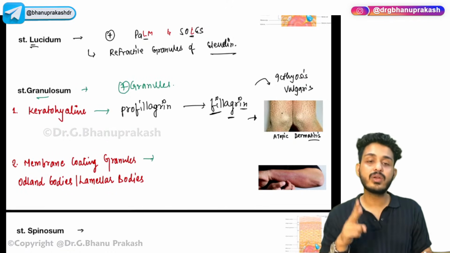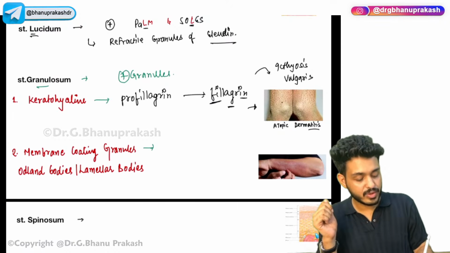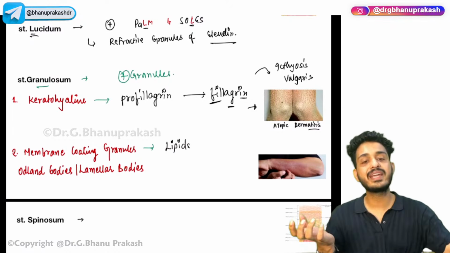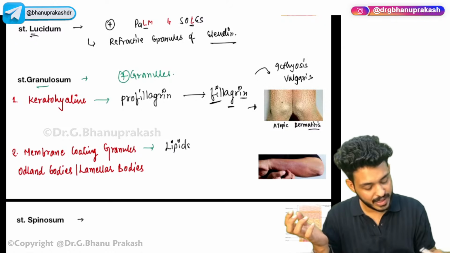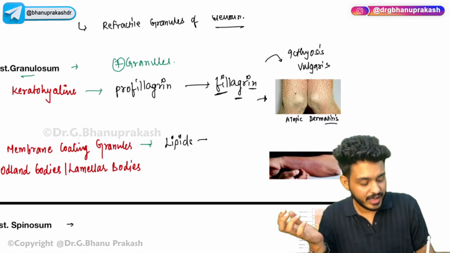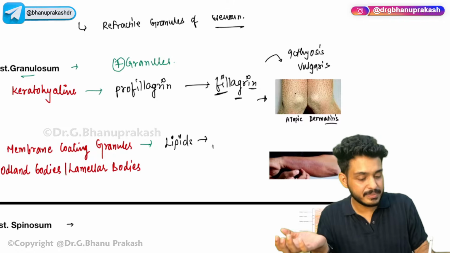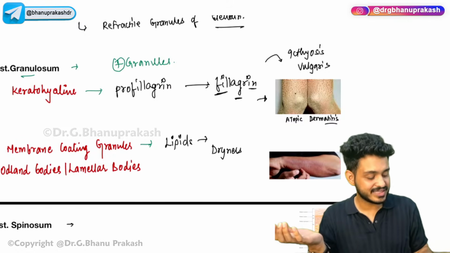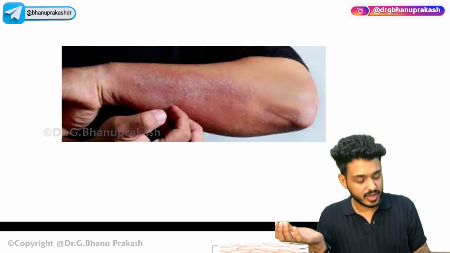Second thing, membrane coating granules. Simple thing you have to remember, sir, this layer will be making lipids. If lipids are absent, what will happen? There will be dryness. And which disease will occur? This is known as eczema.